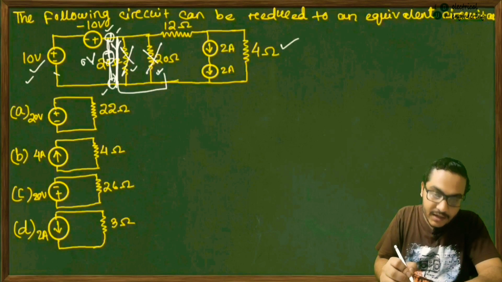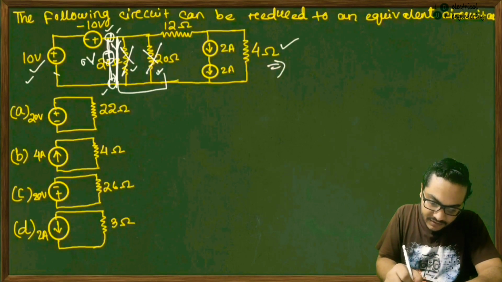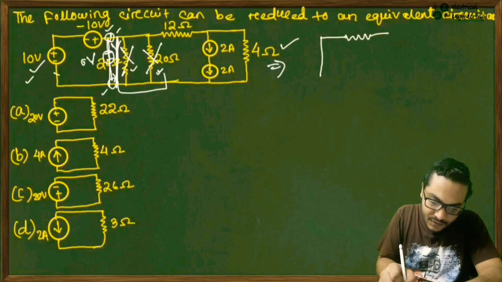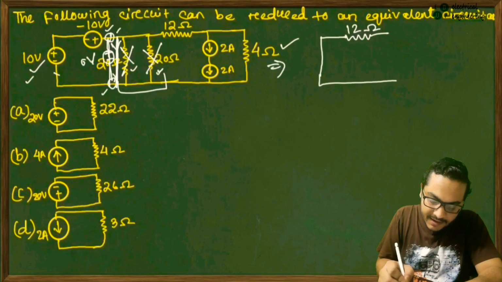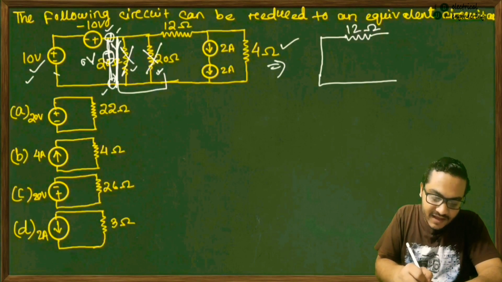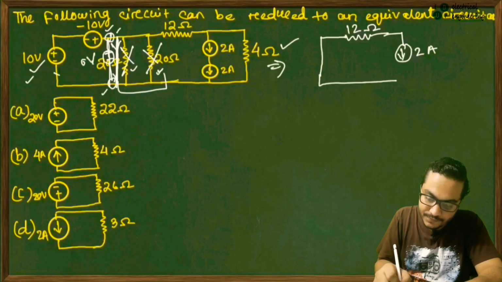So now let me redraw the circuit. Here this is the shorted path, and this is your 12 ohm, and here two current sources are connected in series. So the total current in this branch will be your 2 ampere. So here only 2 ampere current will be flowing.